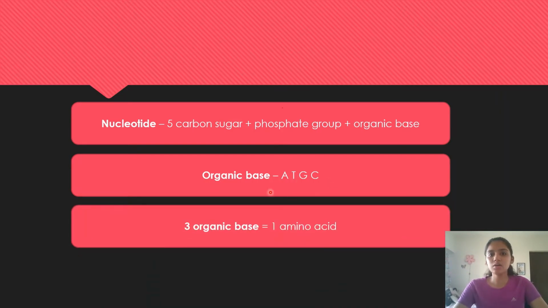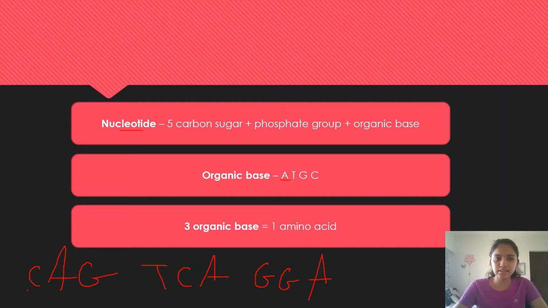Now, three of these organic bases form one amino acid. One base is found on one nucleotide, right? So supposing I have this combination, CAG, TCA, GGA. This is a random combination of organic bases, which is cytosine, adenine, guanine, thymine, cytosine, adenine, guanine, guanine, adenine. These three form one amino acid, these three form one amino acid, and these three form one amino acid. So three bases, one amino acid. One amino acid, three bases.